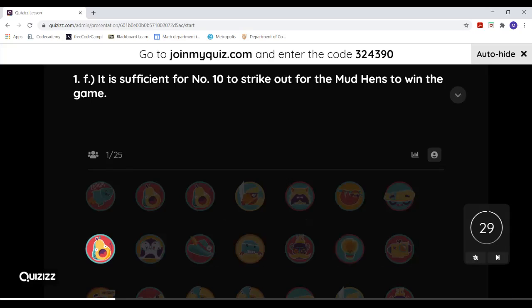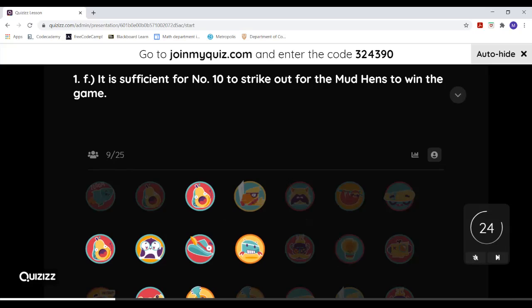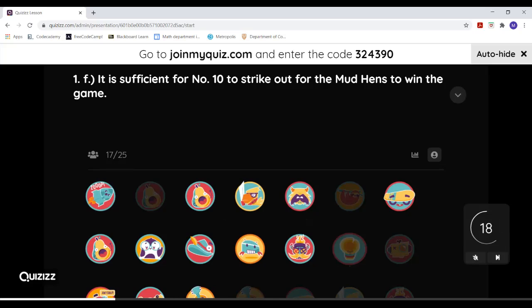And then I think we're doing a Venn diagram for it. I don't want to spend too much time. I think we can do it within the time limit. So it is sufficient for if number 10, then the Mud Hens is the Venn diagram I'm looking for. So if number 10, then Mud Hens.